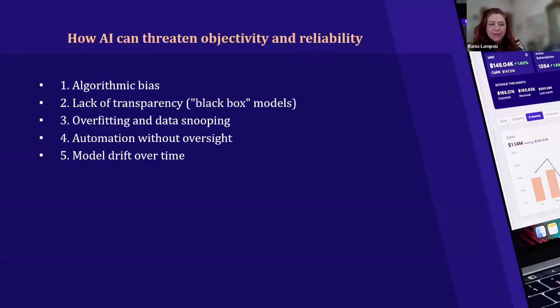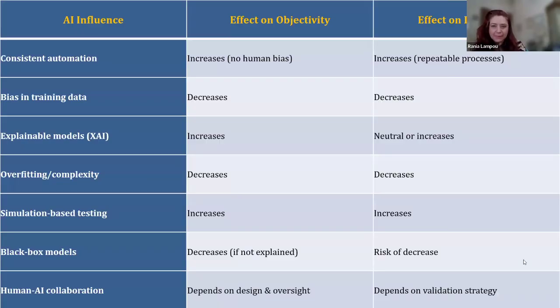So here we have a summary table on this. Consistent automation: what is the effect on objectivity? What is the effect on reliability? Consistent automation increases reliability and objectivity. Bias decreases. Explainable models either increase or are neutral. Overfitting decreases. Simulation-based testing increases. And black box models decrease if they are not explained, so there is a risk of decreasing reliability. And human-AI collaboration depends on design, oversight, and validation strategy.